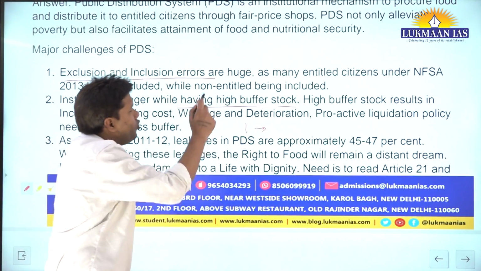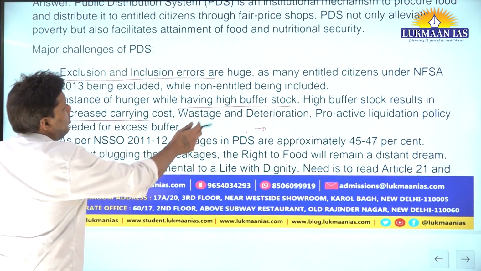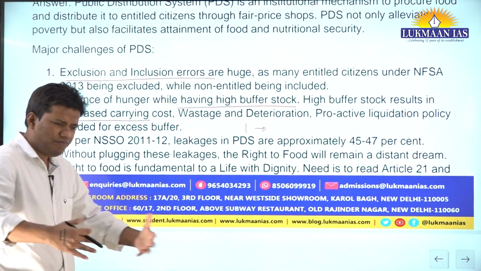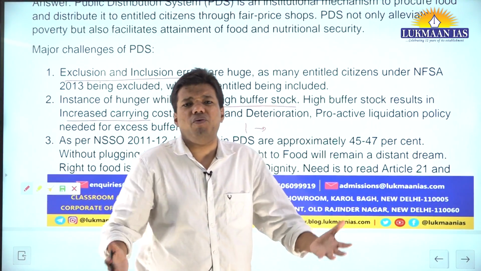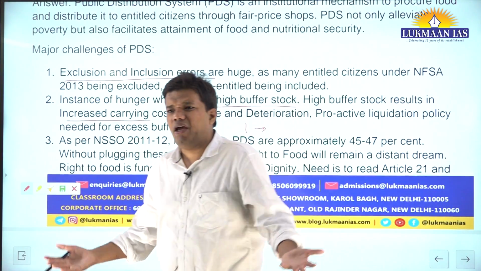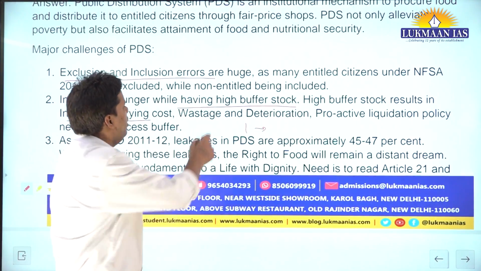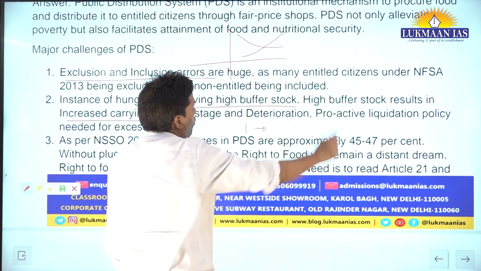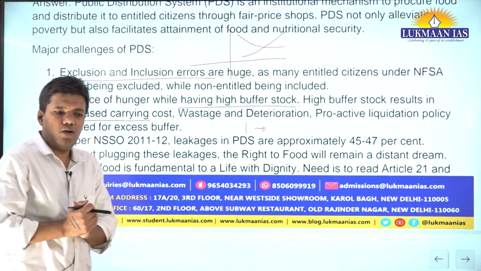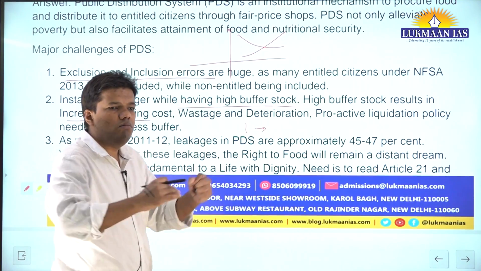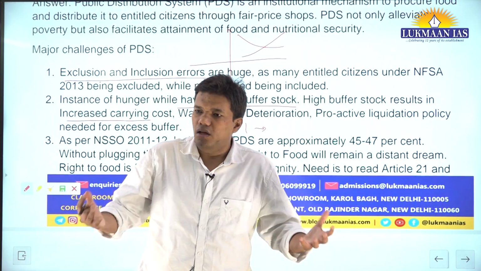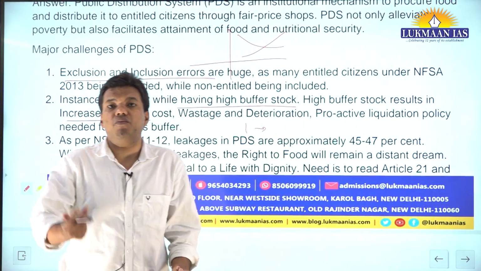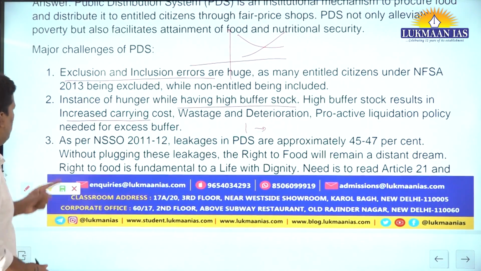So high buffer stocks result in increased carrying cost, wastage and deterioration. That's why a proactive liquidation policy is needed. Proactive liquidation policy means, let's say buffer stocks. If you do not maintain buffer, what will happen during a pandemic? Yeah, right? Or any emergency? But there is a trade-off. Even those who are students of operation management know there is a trade-off between carrying cost and ordering cost. So the same thing is happening here. If you carry too much, that's a problem because there might be instances of hunger, but you are having overflowing buffers. But if you do not maintain buffer, then what will happen during an emergency? So we have to strike a balance.